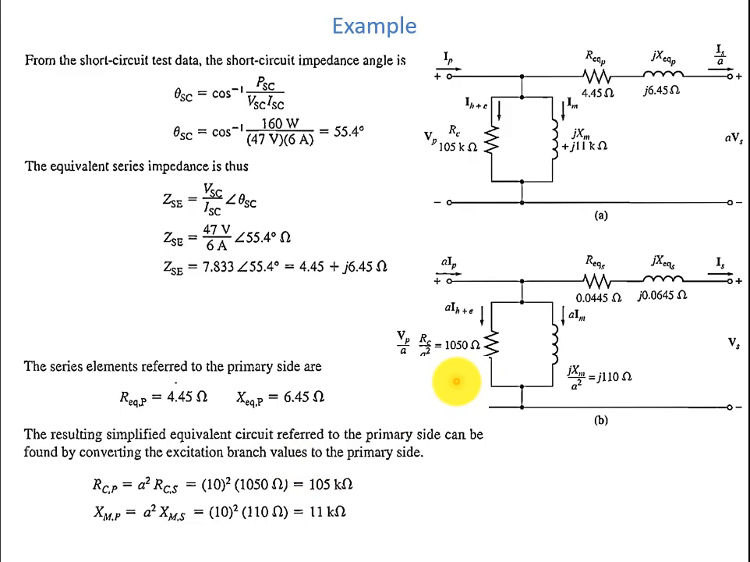Similarly, if we want to transform these impedances to the secondary side, the lower secondary voltage side, what we will have to do is divide these R equivalent and jX equivalent by a squared. So dividing by a squared, 4.45 is divided by a squared, a is 10, so 100, so it will be 0.044 ohm, and similarly it will be 0.0645 ohm.